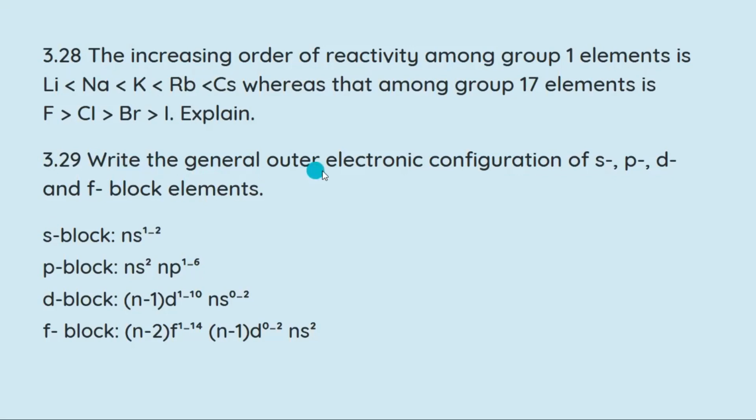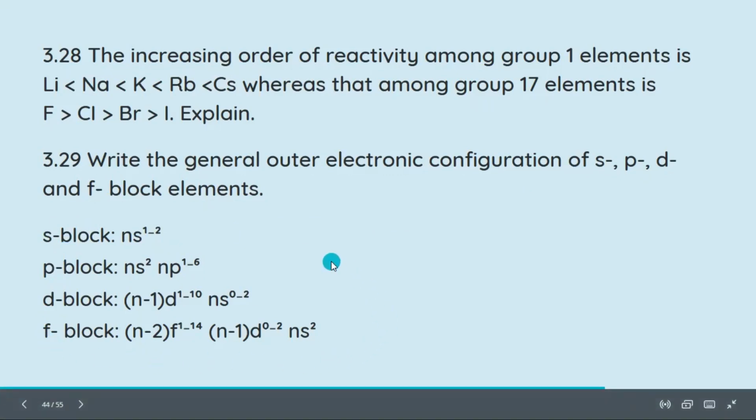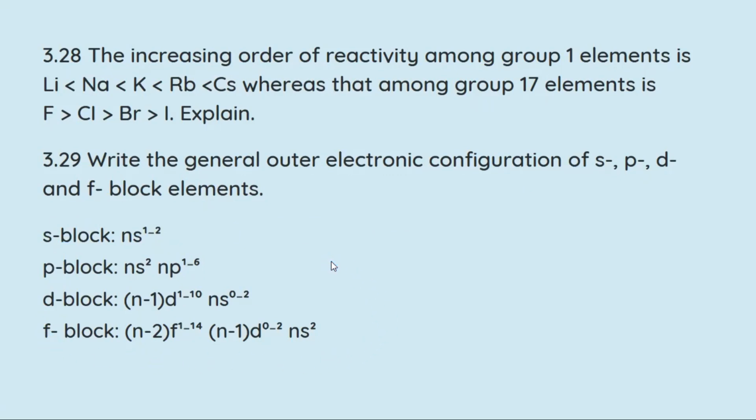Question 29. Write the general outer electronic configuration of s, p, d, and f block elements. So the electronic configurations are given over here. And we discussed the electronic configurations, their elements and their respective blocks and their characteristics in detail in the previous videos.